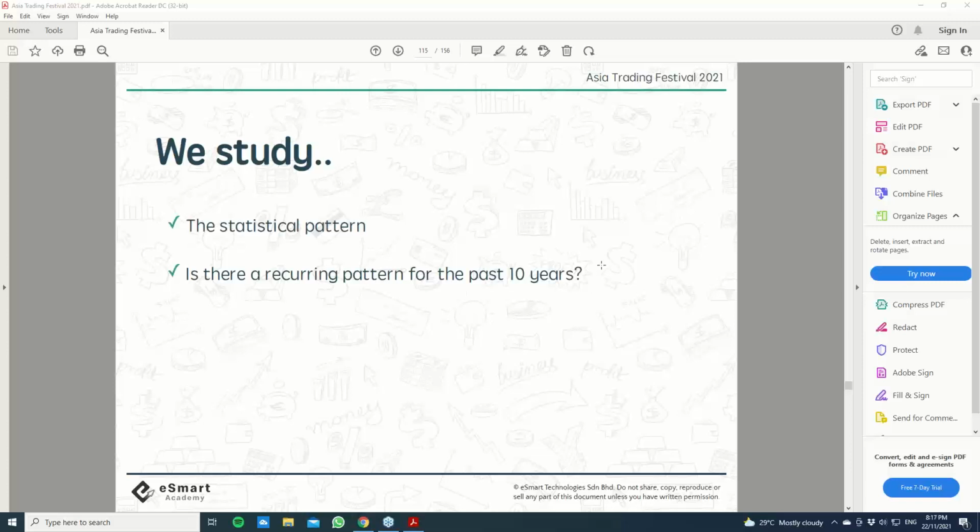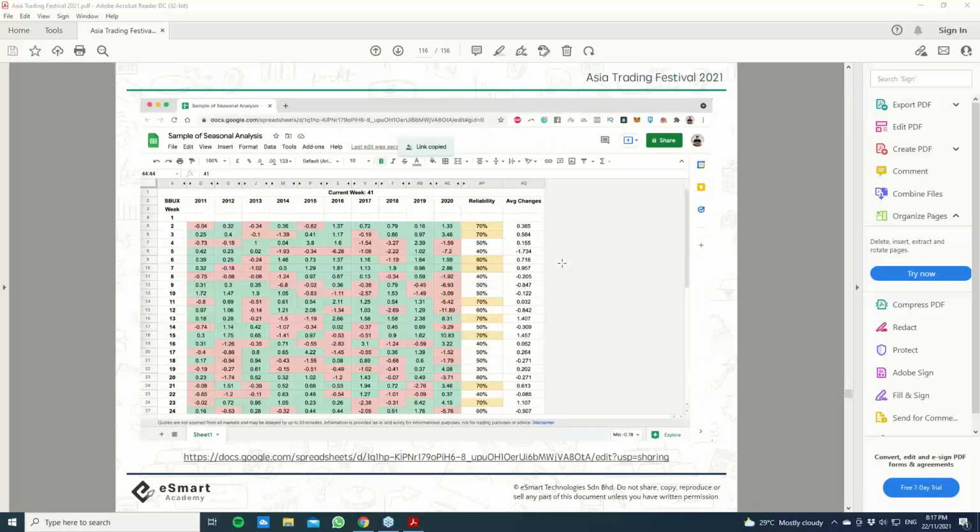The common question I always ask myself is: is there a recurring pattern for the past 10 years? Sometimes I look into 15 or 20 years, but I think the minimum here is 10 years. When a certain pattern tends to repeat itself over and over for the past 10 years, then it becomes reliable. Then the next question is: is the pattern worth taking? In terms of risk versus reward, is it worth taking that risk? Because it's not going to be 100%, we also want to understand that when we put in the amount of risk, is it worth the reward?